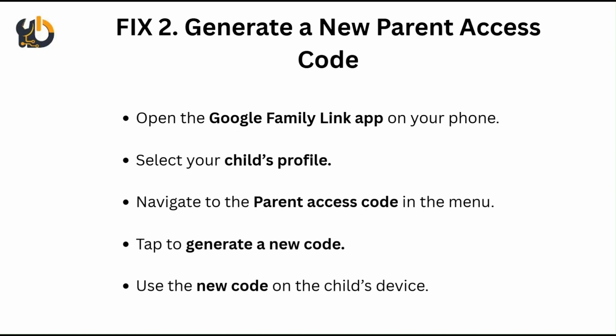Fix 2. Generate a new parent access code. First of all, you just have to open the Google Family Link app on your phone and select your child's profile. Then navigate to the parent access code in the menu and tap on generate a new code. Then use the new code on the child's device.